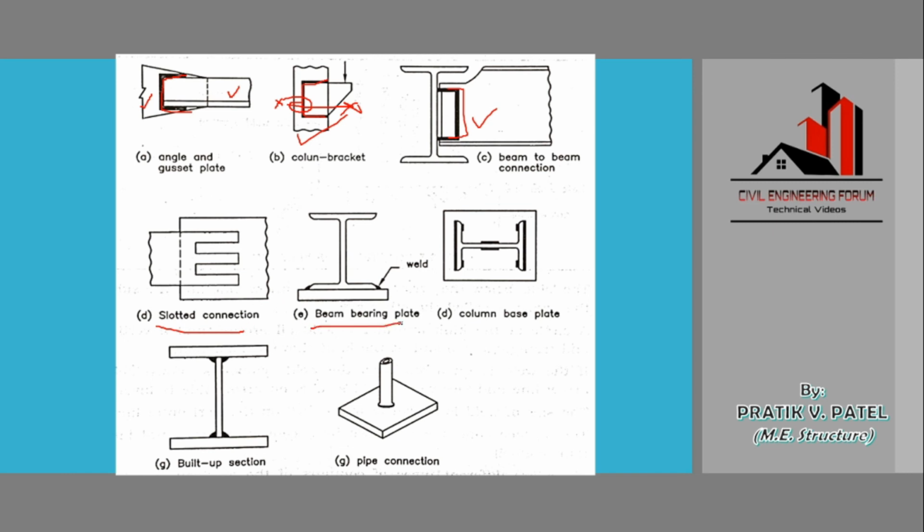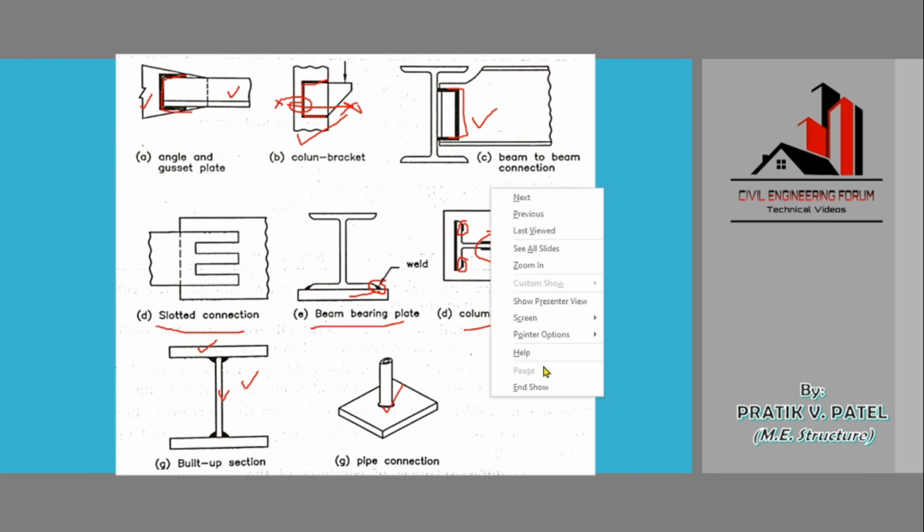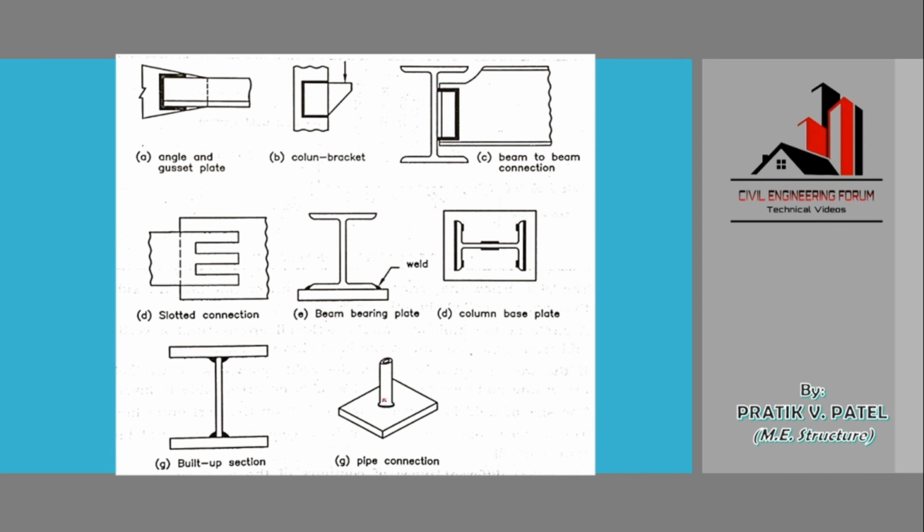Then beam bearing plates. See here beam bearing plates is connected with the I section by fillet weld. Then column base plate is also connected here. These are the spot fillet welds. The welding is done on the intermittent length and not the entire length. Then we have built up section. In order to make an I section at a factory, we can use fillet weld to connect flange and web. Then we have pipe connection to a plate. In order to connect any pipe with a plate, we can surround this pipe's bottom with fillet weld. The welding can be done in the surrounding.